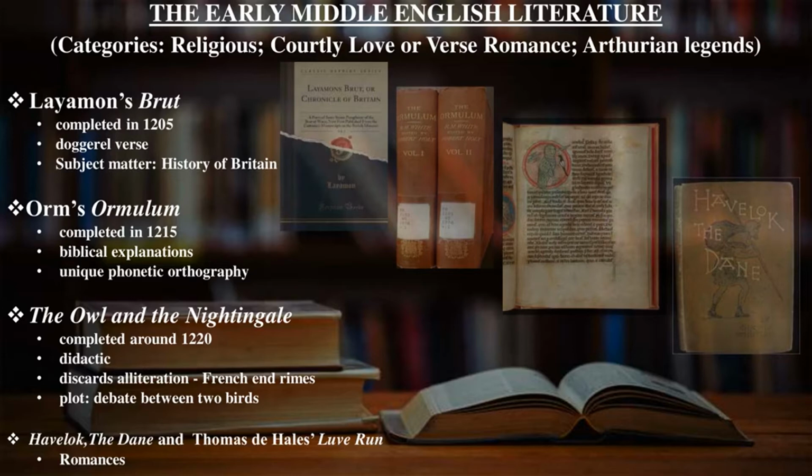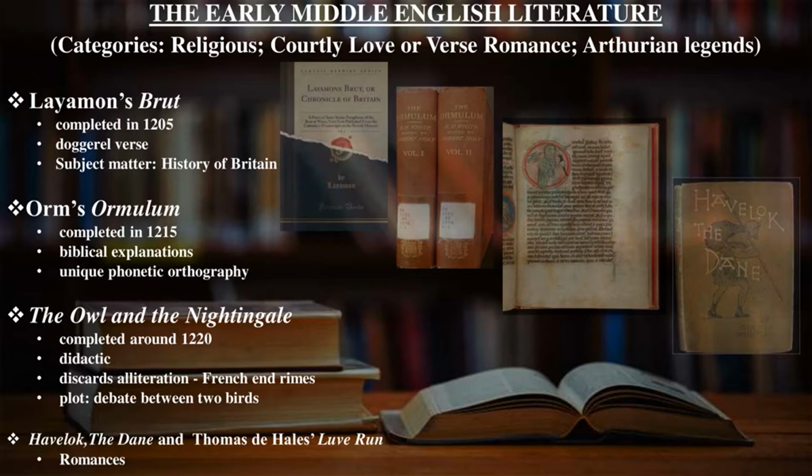The first noteworthy production is The Brut, completed in 1205 by Layamon, a priest of Worcestershire. It takes the form of doggerel verse. This poem, which consists of some 30,000 lines, contains the legendary history of ancient Britain.